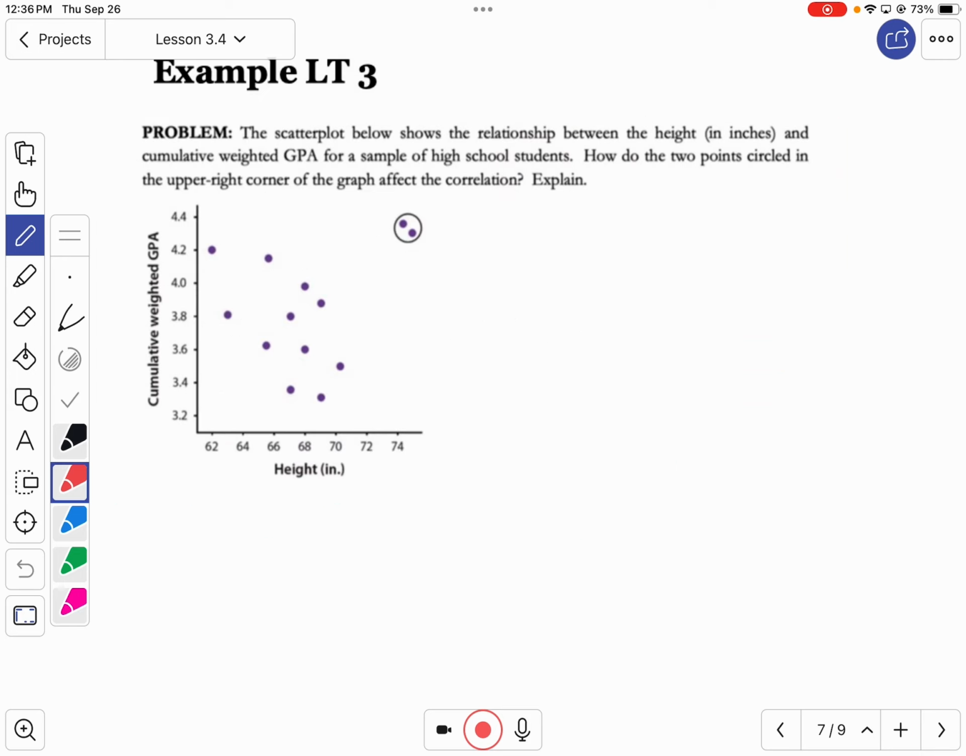And then the last thing says the scatter plot shows the relationship between the height in inches and GPA of some high school students. How are those 2 points up there going to change my correlation? Is it going to make it weaker or stronger? Weaker. Why is it going to make it weaker? Because they're way out of the line, outliers. So it would be weaker because the outliers are not in the pattern.